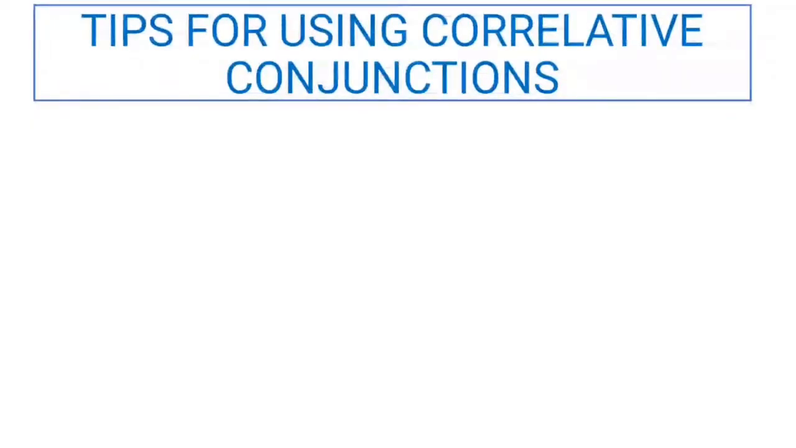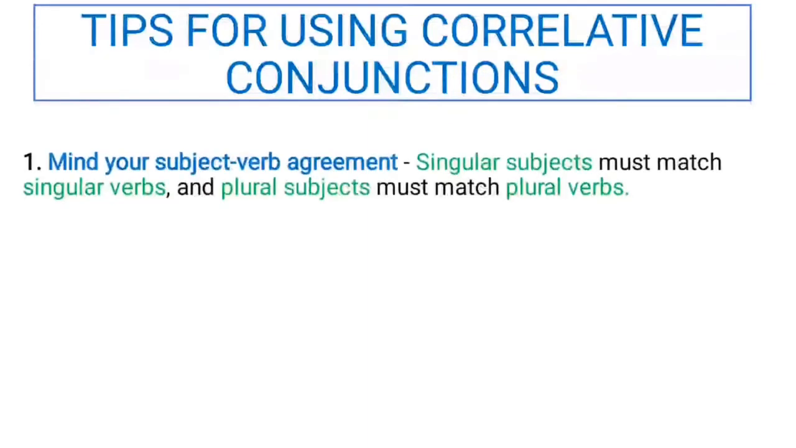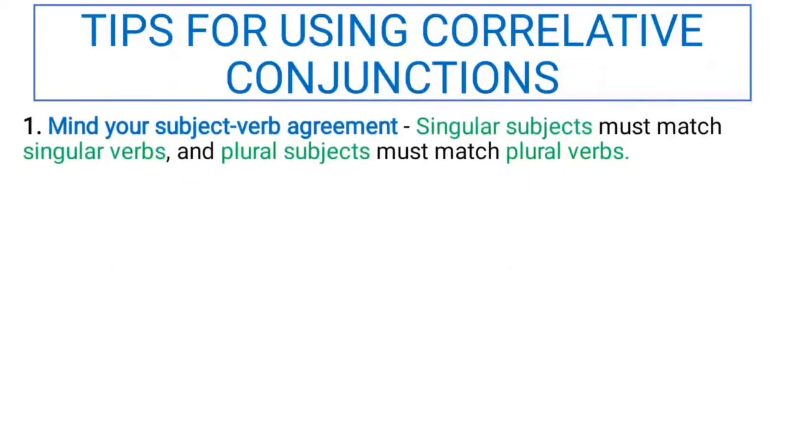Now, let me give you some helpful tips and rules for properly using these parts of speech in your sentences. And here are a few rules to follow when using correlative conjunctions. The very first rule is always mind your subject verb agreement when using correlative conjunctions. Singular subjects must match singular verbs and plural subjects must match plural verbs. And if you have multiple subjects, match the verb to the subject that is closest to the verb.